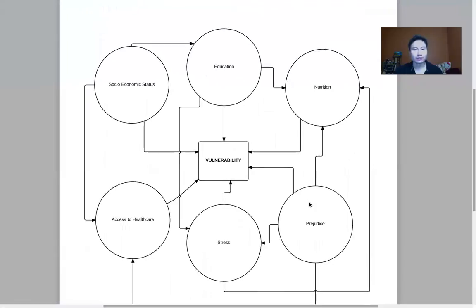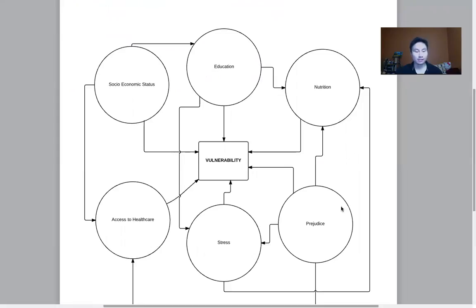I'm here to present to you guys regarding vulnerability. This is the Lucidchart that I made, showing how education, socioeconomic status, nutrition, access to healthcare, stress, and prejudice are contributing factors to vulnerability, where individuals are at very high risk of developing poor health.